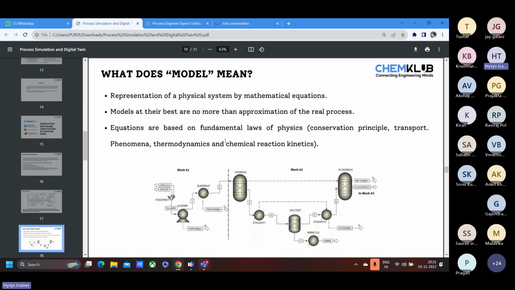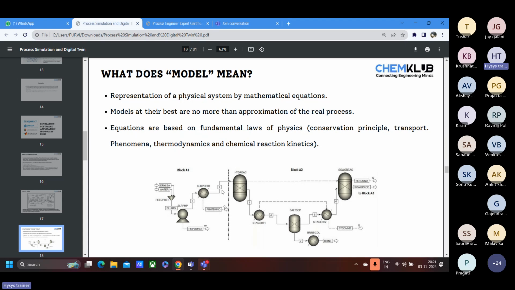And the equations are based on the fundamental laws of physics: the conservation principles, the transport phenomena that you already studied in chemical engineering, thermodynamics, equations of state, chemical reaction kinetics, first order, second order, reactors like CSTR and plug flow reactor. All these things are the same. The basic fundamentals of chemical engineering are the same. The only thing is you are trying to create that at the software level. Okay, so this is what is meant by a model.